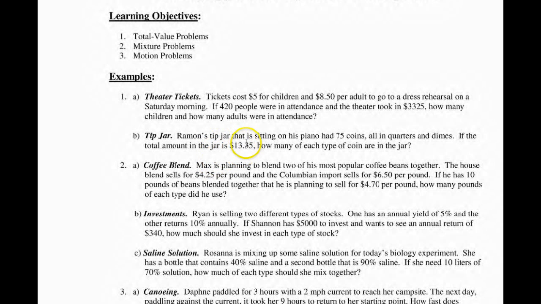So again, I would pause the tape and read the problems over, and then we'll summarize. Because there is a pattern to follow here. We have adult tickets, and we have children tickets, and how many tickets were sold? 420. So that's your first equation.